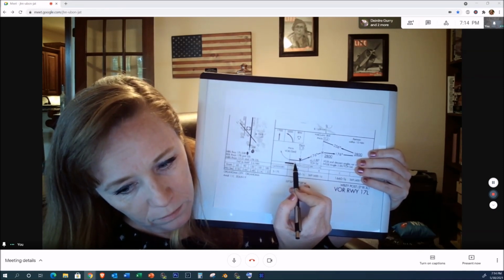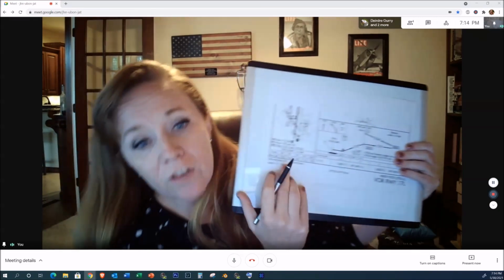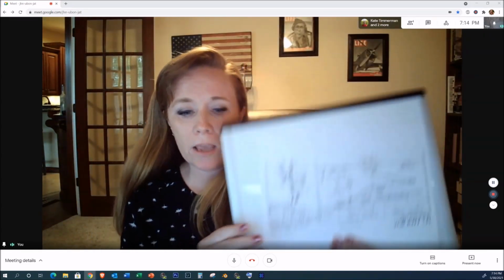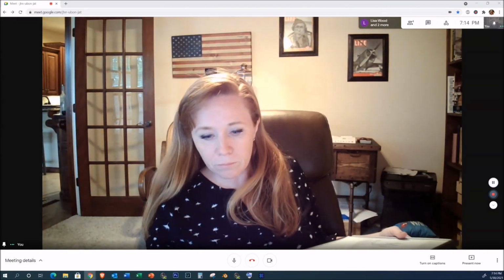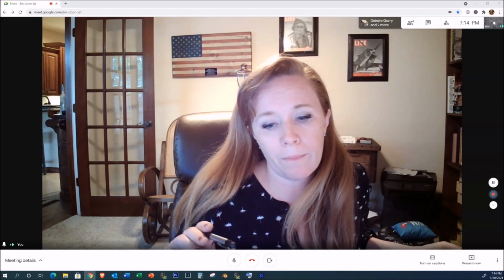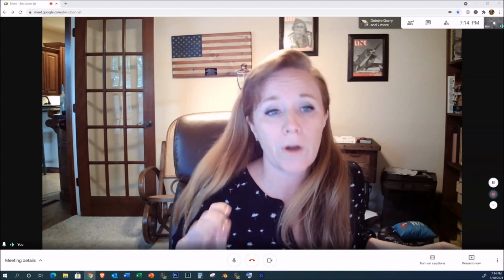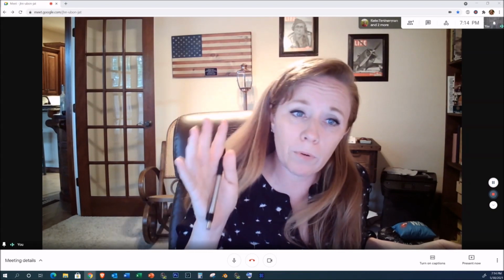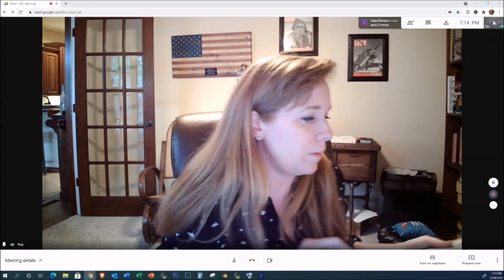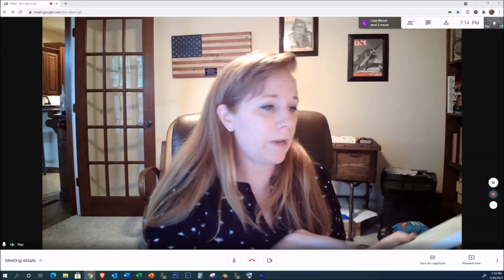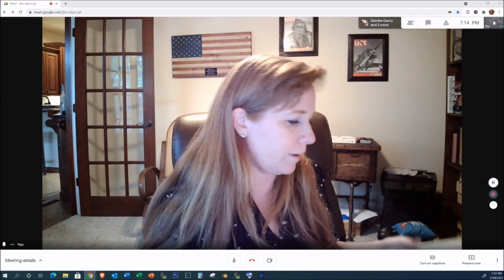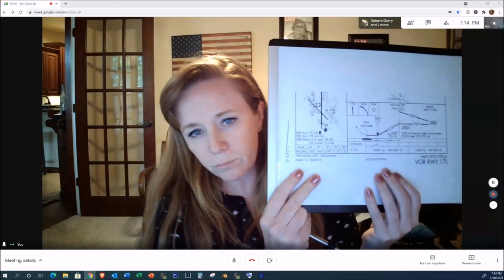Is that relevant to precision or non-precision? It is only non-precision, so we're talking all non-precision today. MDA is only non-precision. When it comes to VDPs, they're only depicted for straight-in. So if you have a circling-only approach, you'll see an MDA, but no VDP. But yes, this is non-precision only. I'll show you that in a little bit.